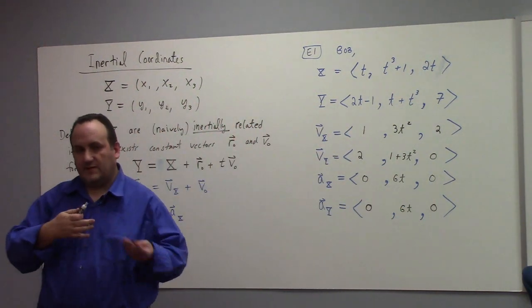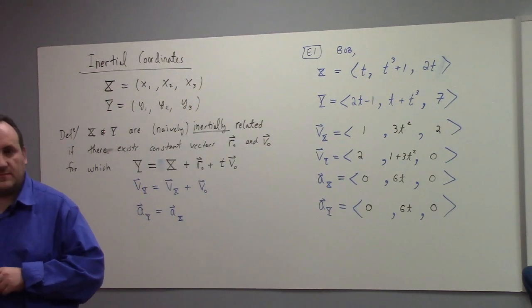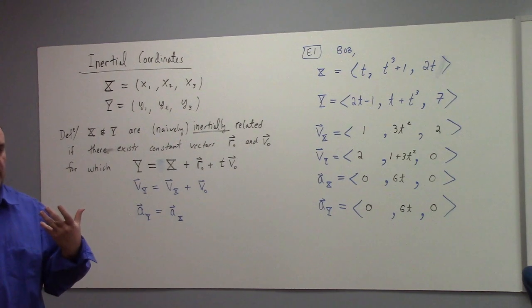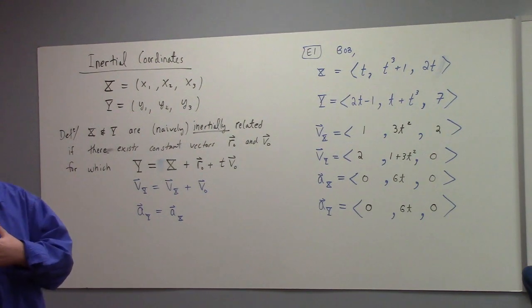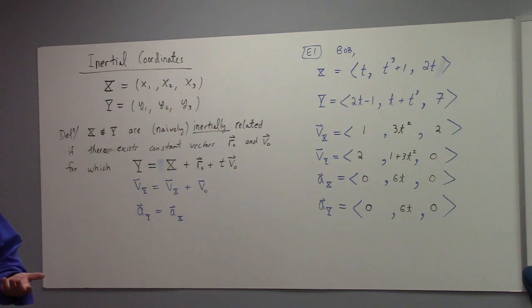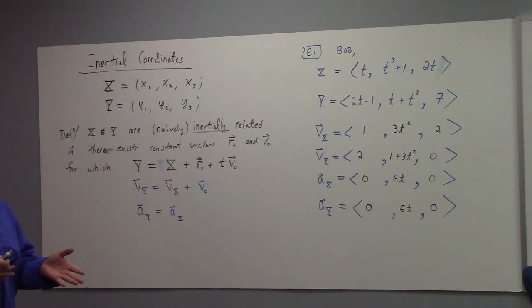So logically, what's the conclusion then? Yes, the accelerations match. The acceleration of Bob as measured in the x-coordinate system matches the acceleration of Bob as measured in the y-coordinate system. So it's possible that these are inertially related systems, right?